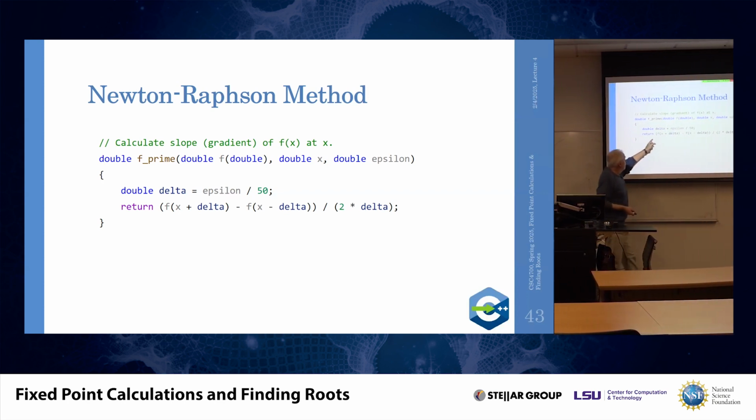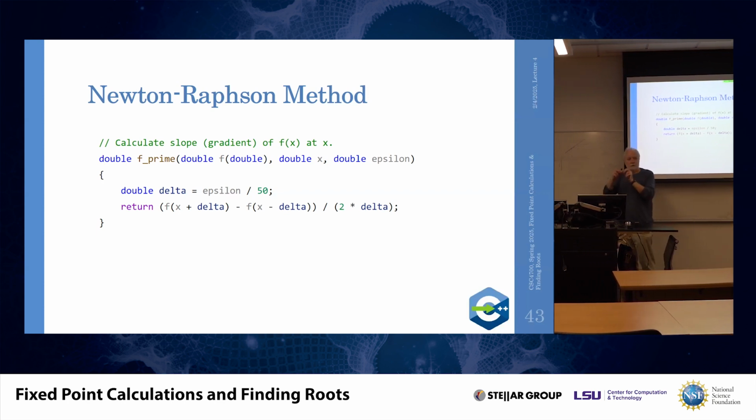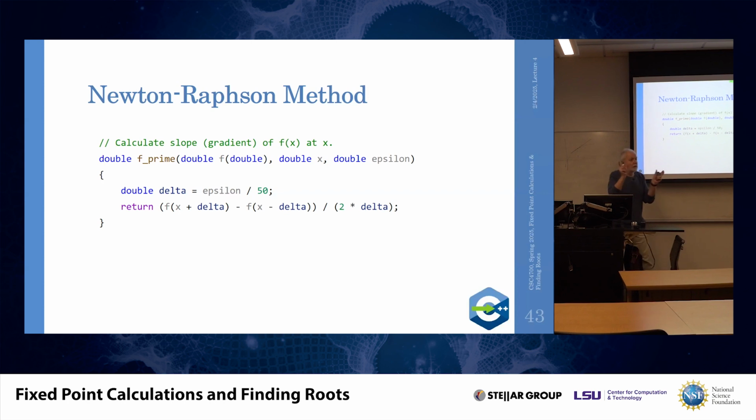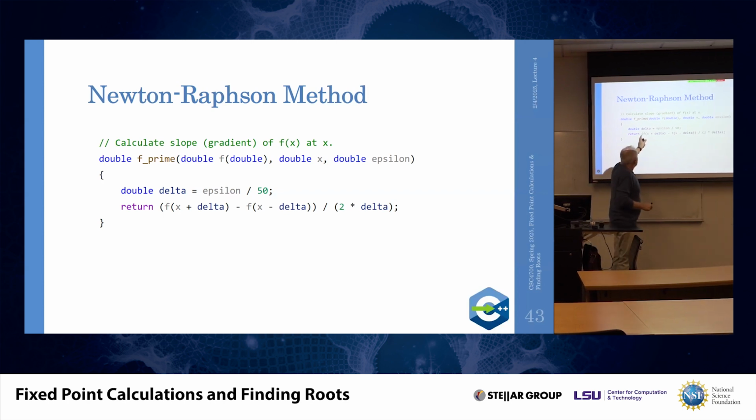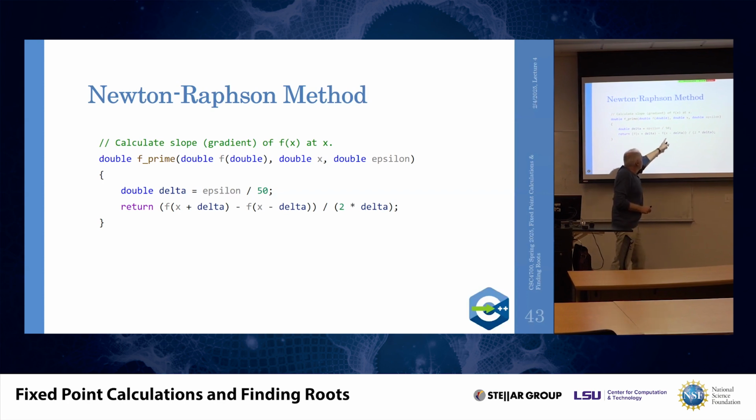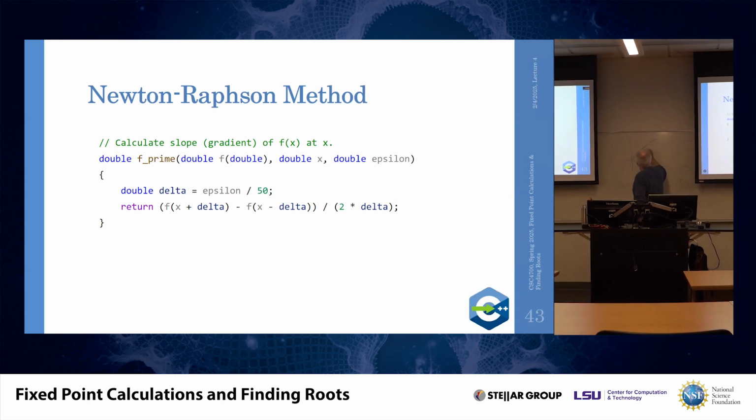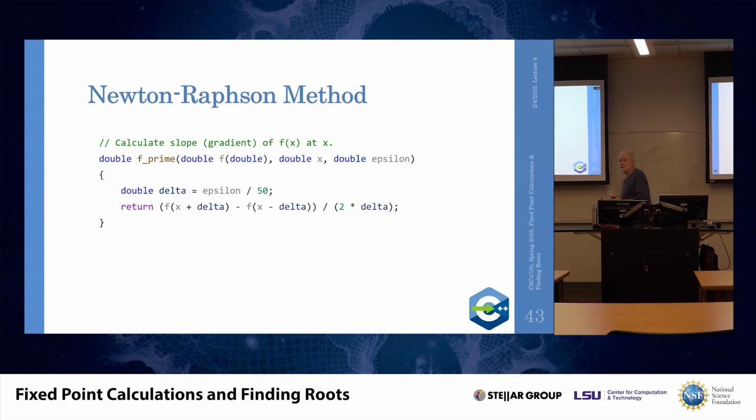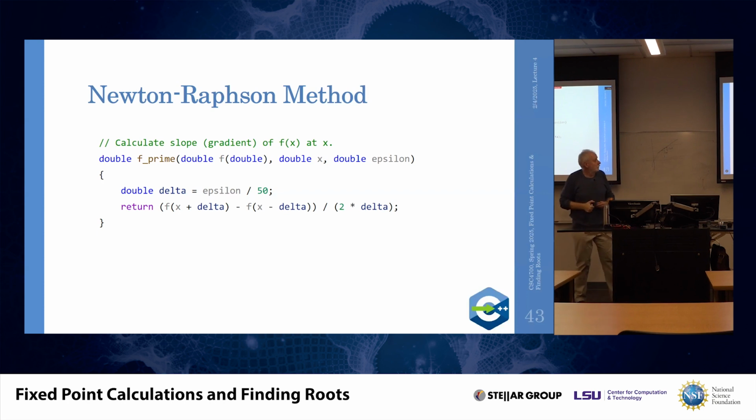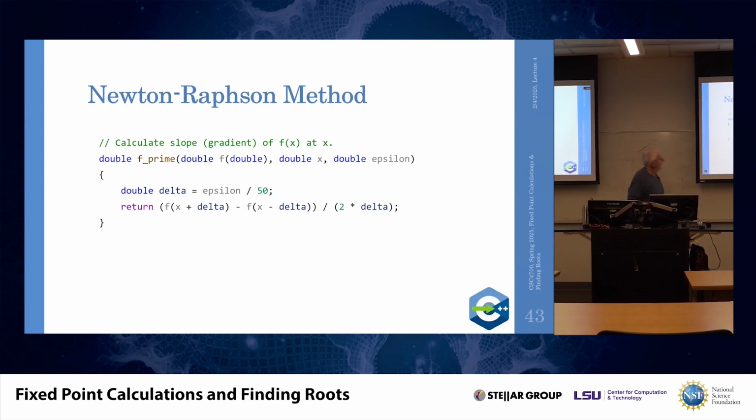So in this case, I just divide epsilon by 50, which is completely arbitrary. You can play with that. It's just to measure how far away I want to go from my point. Compute the value of f at x plus delta and at x minus delta, and divide it by the distance, essentially. That's the delta y, that's delta x, and my slope is computed that way, right?